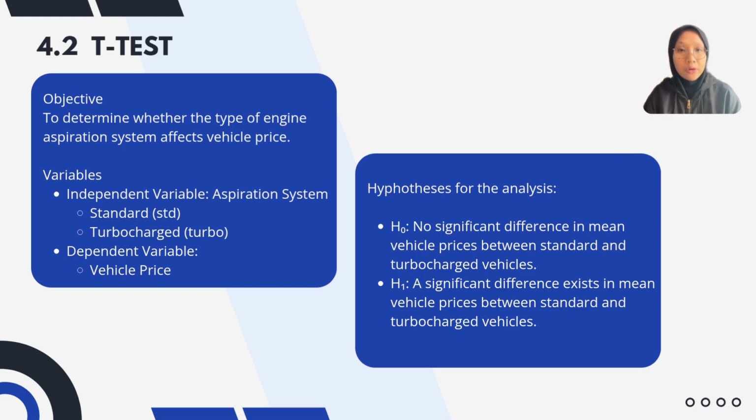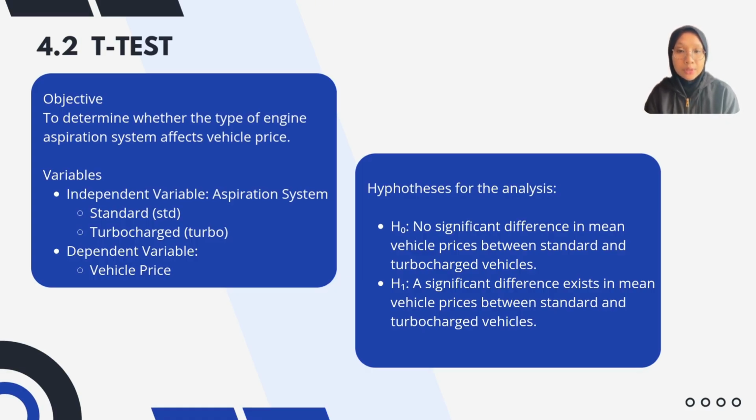Now I will continue to present about the test. The main objective of this analysis is to determine whether vehicle price differs based on the type of aspiration system used. The independent variable in this study is the aspiration system, which consists of two categories. The first category is the standard aspiration system, often referred to as STD, and the second category is the turbocharged aspiration system, or turbo. The dependent variable is vehicle price, which is measured as a continuous numerical variable.